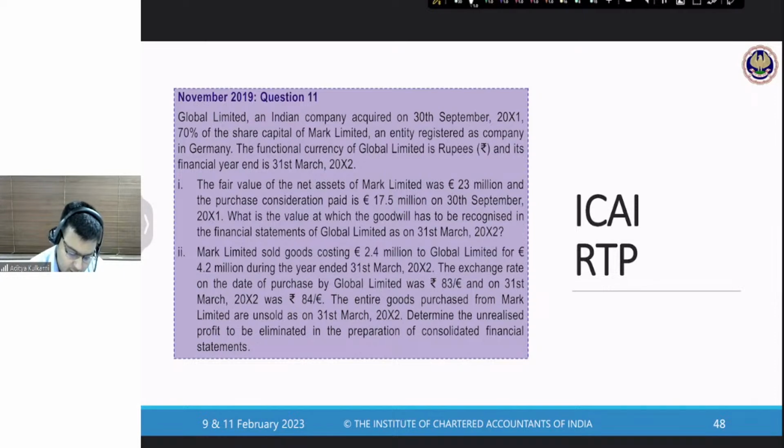What is the value at which goodwill has to be recognized in the financial statements of Global Limited as on 31st March 20X2? Second, Mark Limited sold goods costing 2.4 million to Global Limited for 4.2 million euros during the year ending 31st March 20X2. The exchange rate on the date of purchase by Global Limited was 83 rupees per euro, and on 31st March was 84 rupees per euro. Entire goods purchased are unsold. You will have to determine the unrealized profit to be eliminated in the preparation of consolidated financial statements.